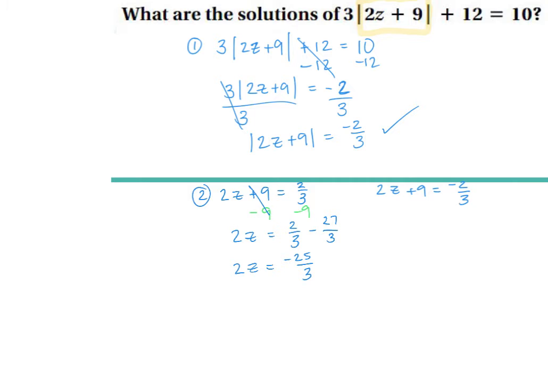Divide by 2 to both sides. z equals, this is going to be negative 25 over 6. Remember, we're just going to change, flip. So this becomes negative 25 over 3 times 1 over 2, which will then just give us 6.